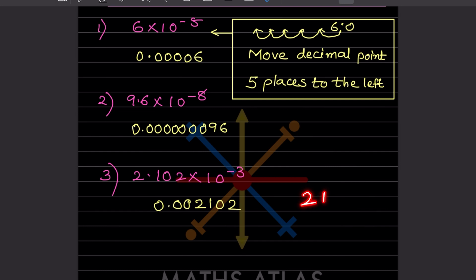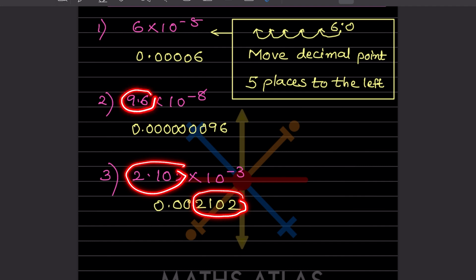Now here, 2.102 means it should be 2102, but the point is here. So you are going to go backwards 3, 1, 2, 3, and then put a point over here. The number you're going to write here is 2102. And 9.6 becomes 96. This 6, actually it should be 6.0, but we usually write 6. So in this way, we have completed today's work.